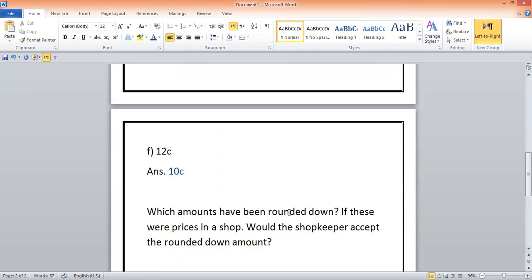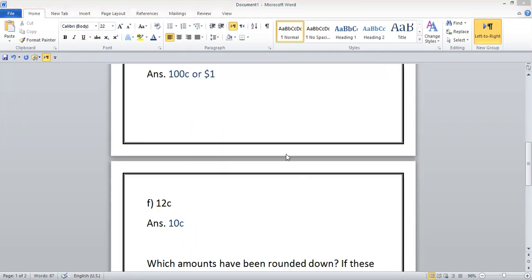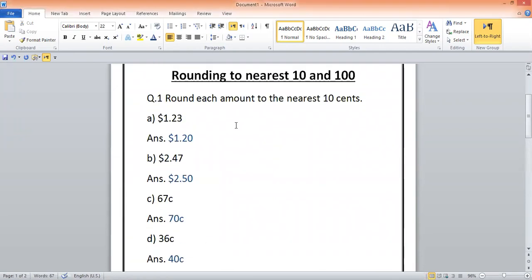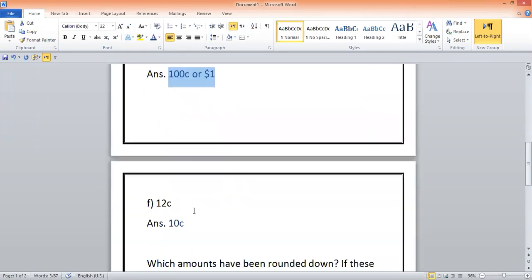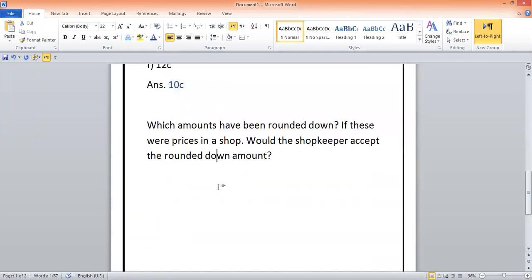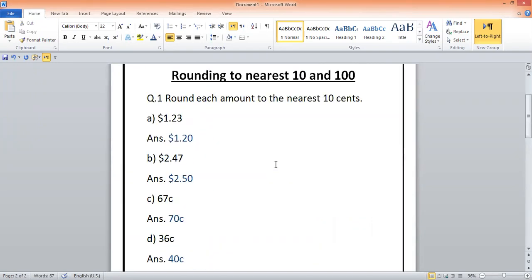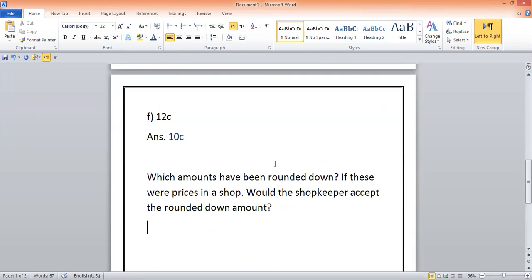Okay, guys, look, which amounts are rounded down, you have to check here. And you have to write the answer. This is rounded down from $1.23 to $1.20. This is rounded up, 2.50. This is also rounded up. This is also rounded up. And this is also rounded up. And this 12 cents. So you will write that a dollar.